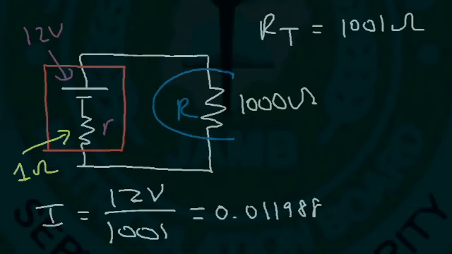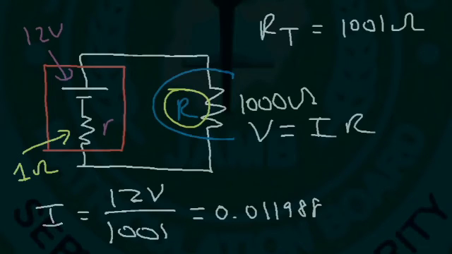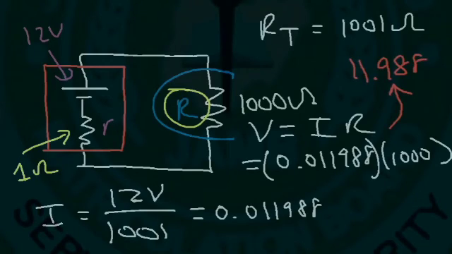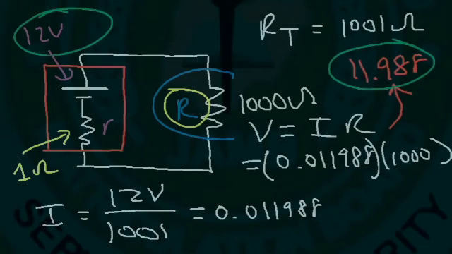So now if we find the voltage that is across the meter, it's going to be V equals IR. It's the current that flows through the meter, which is 0.011988 times the resistance of 1,000. The voltage that the meter reads is going to be much higher. It's 11.988, which is approximately 11.99, and that's very close to 12.